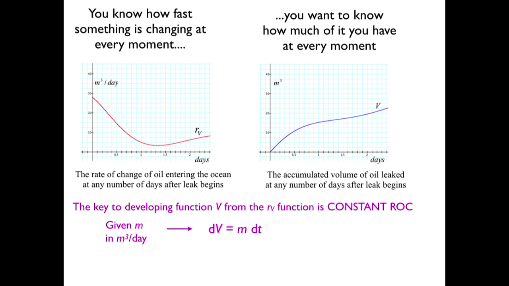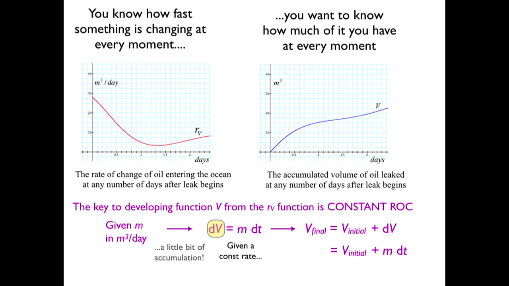So if you know the rate at which something's changing, and what's the rate? M. Okay, so you know m. Then what? Multiplied by, I guess, changes in x. Right? But in this case, is it small changes in x? Okay. That would give you the changes of V, starting from some point or 0. Okay, so given any constant rate, we can calculate a little bit of accumulation, right? How much, a little change in volume.